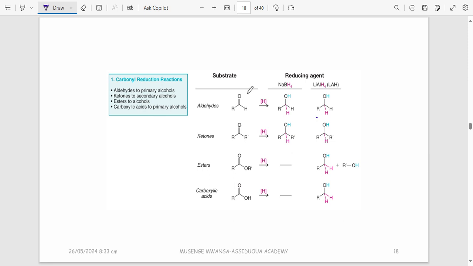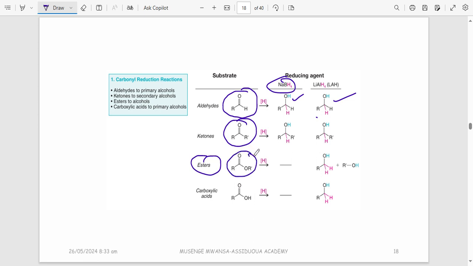That's why you can see when you have got an aldehyde where you have got one group here and a hydrogen, when you use sodium borohydride, you are going to form the same product as when you use lithium aluminum hydride. But when you use a ketone, even a ketone, you still end up with the same products when you use any one of these reducing agents. But see how it changes when you talk about esters. Esters will be reduced to form an alcohol using lithium aluminum hydride, but the reaction will not happen with sodium borohydride. That is the same with carboxylic acids.